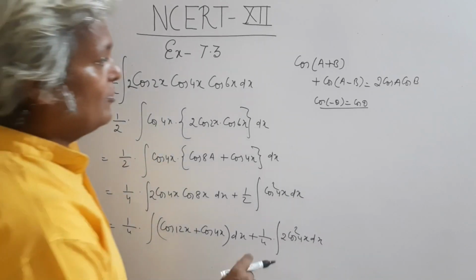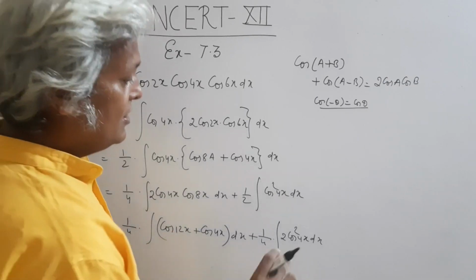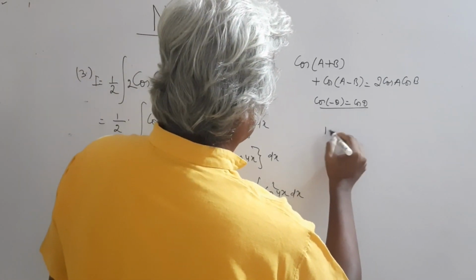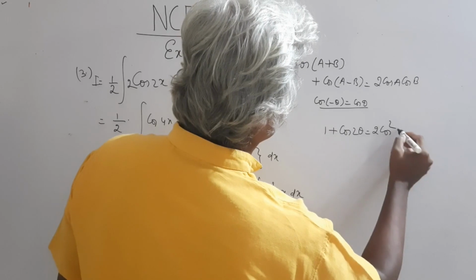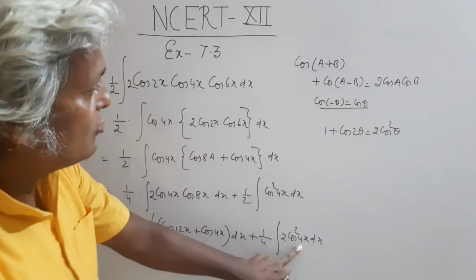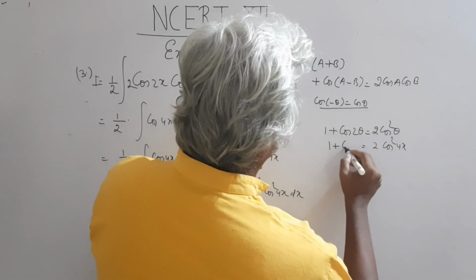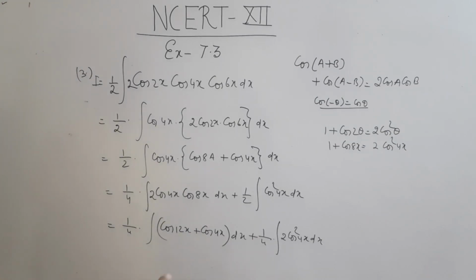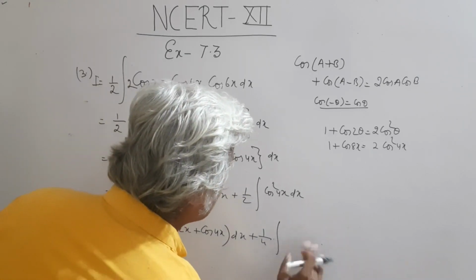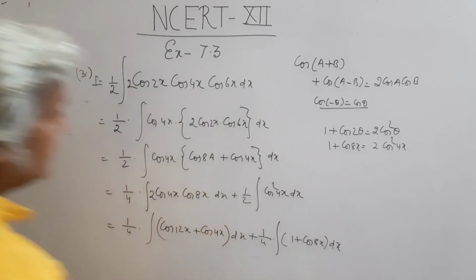Now there is also one more formula of the same form: 1 plus cos 2 theta is 2 cos square theta. So 2 cos square 4x will be 1 plus cos 8x. Here I have 2 cos square 4x, so in place of this I can write 1 plus cos 8x dx.